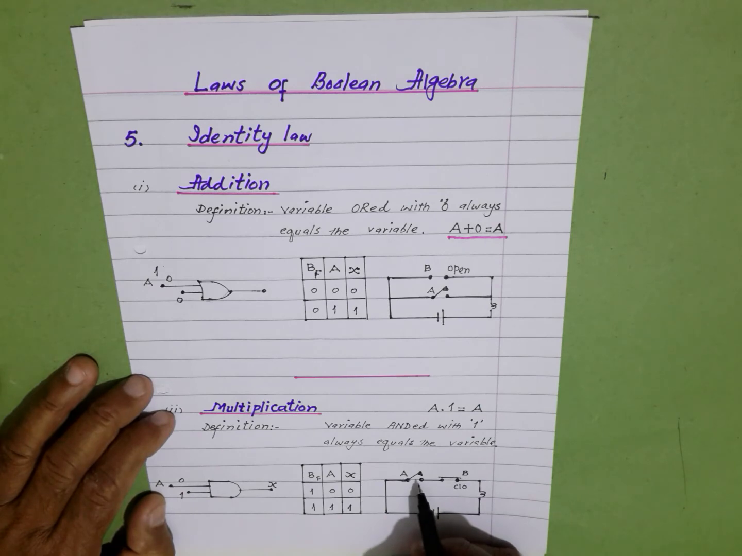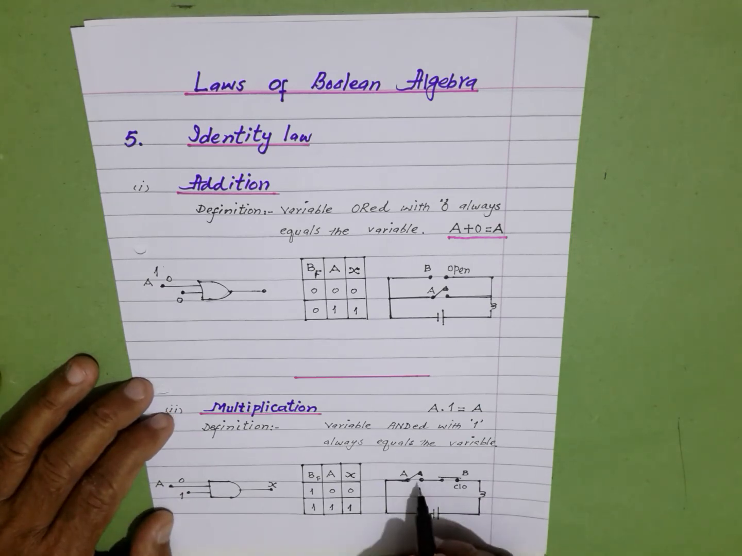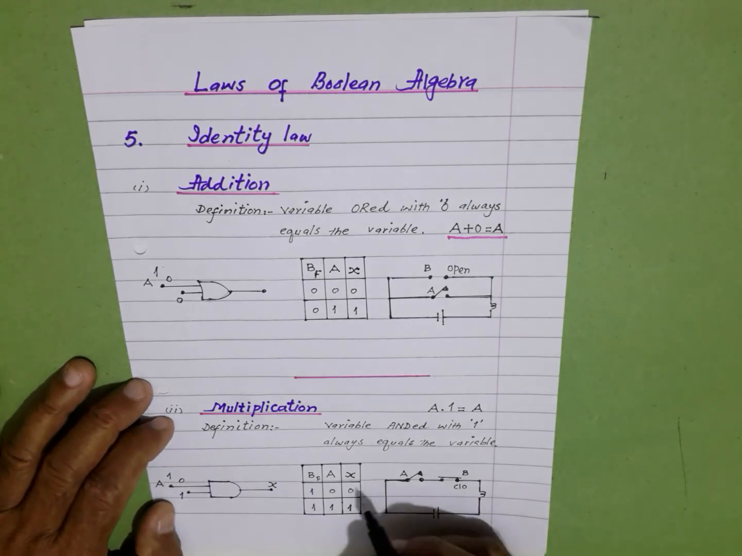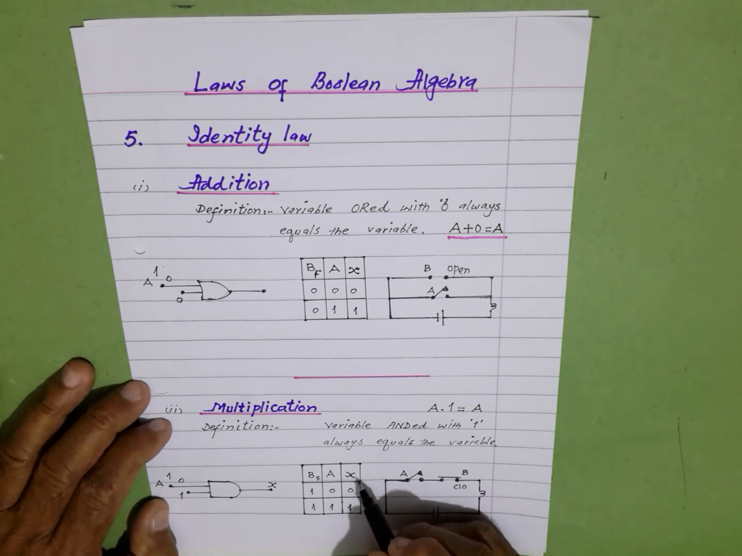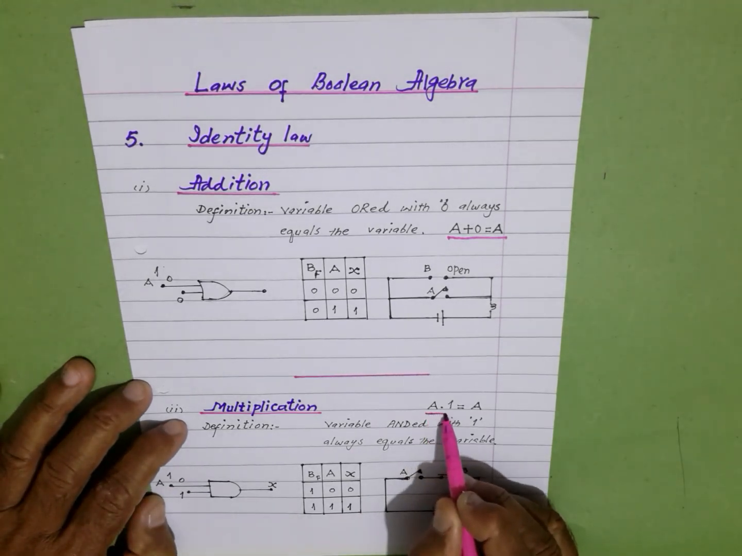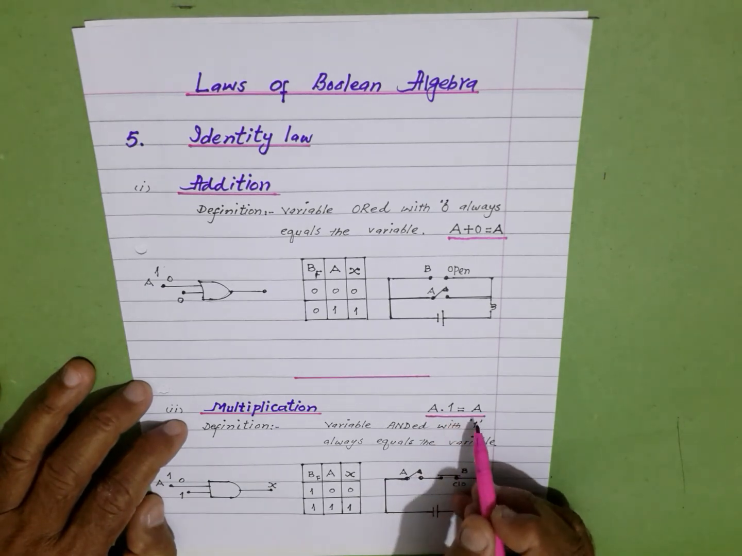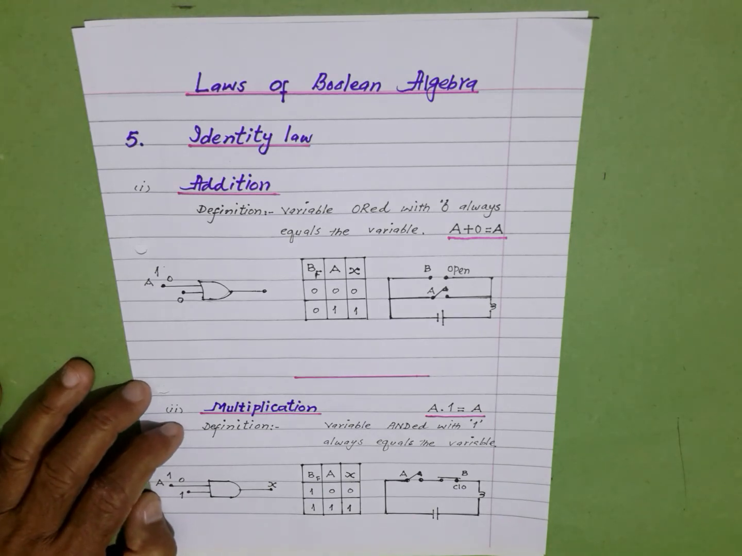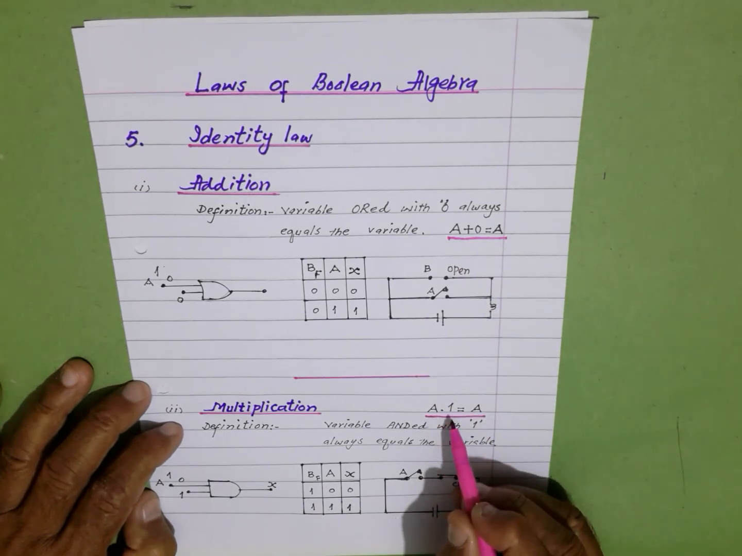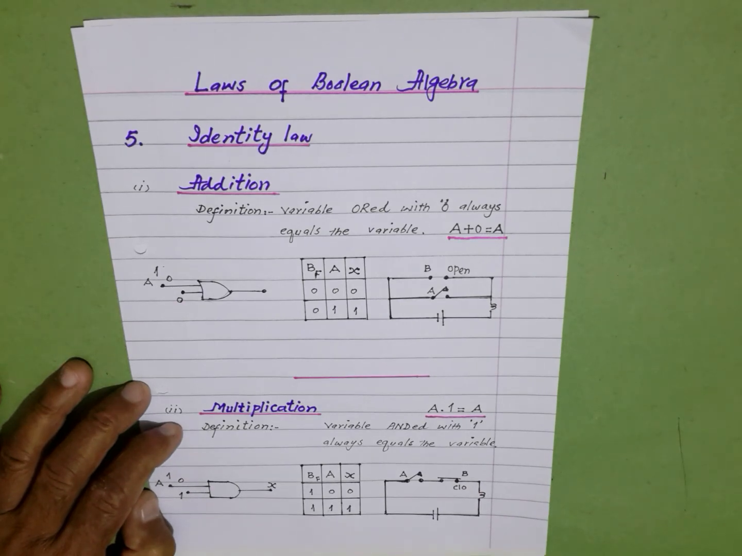In the second case, when the switch A is closed, closed means one position, logic 1. 1 into 1 is 1. And we can say that the output X is the reflection of variable A. If A is 0, output is 0. If A is 1, output is 1. And we can conclude the variable A ANDed with 1 equals the variable. These two must be remembered: A ORed with 0 equals the variable. A ANDed with 1 equals the variable. This is the identity law of Boolean algebra.